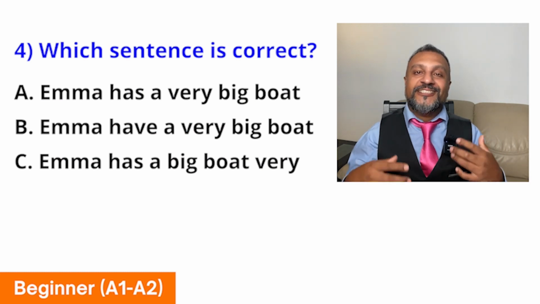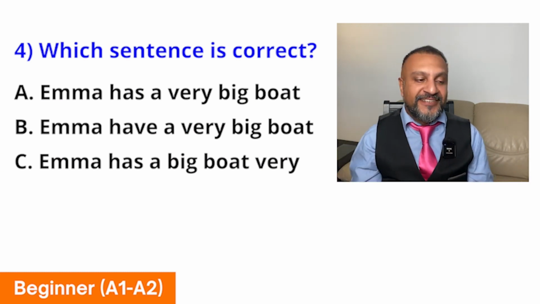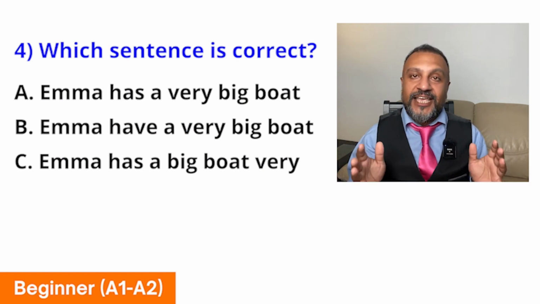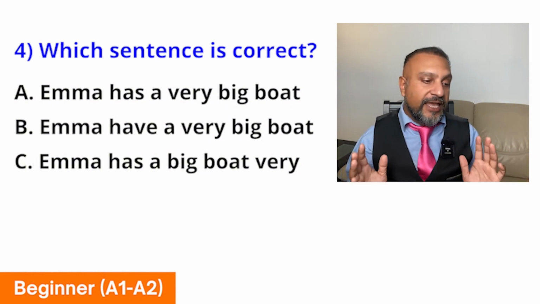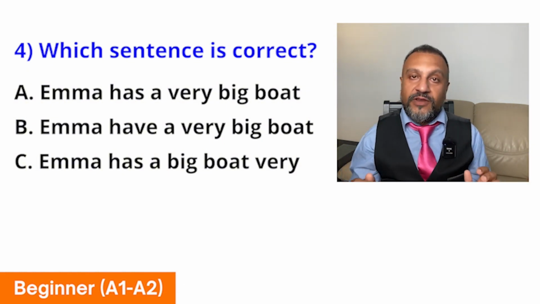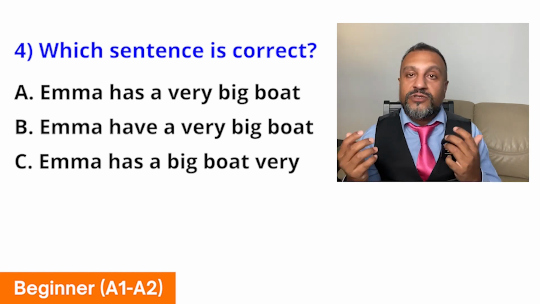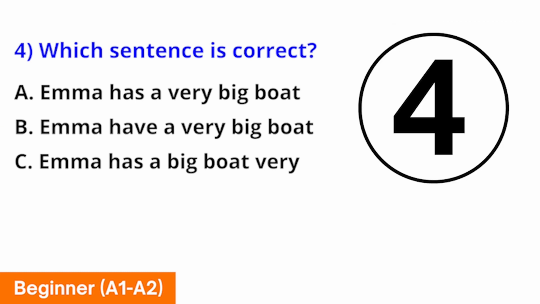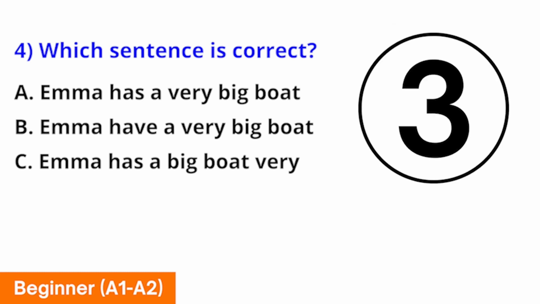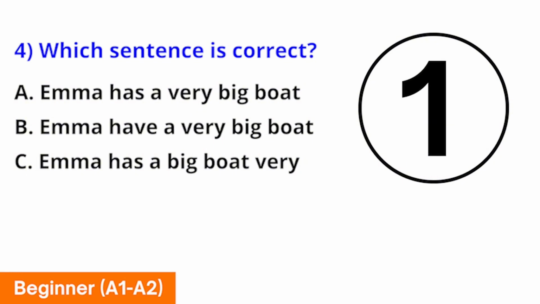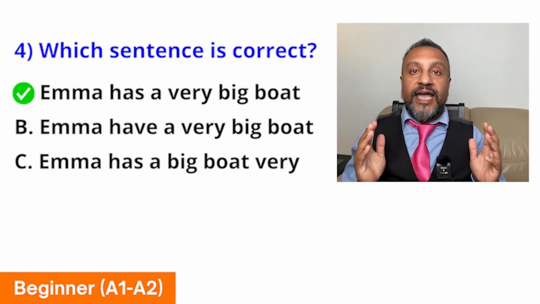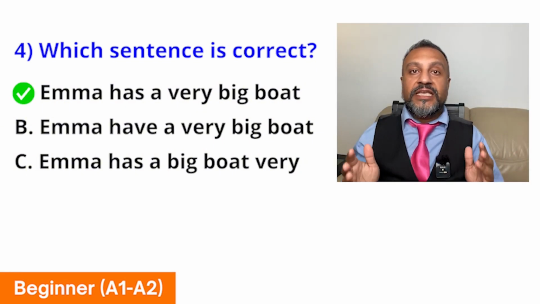Question 4. Which sentence is correct? Emma has a very big boat. Emma have a very big boat. Emma has a big boat very. The answer is Emma has a very big boat.